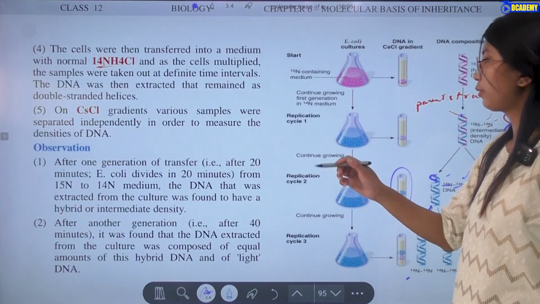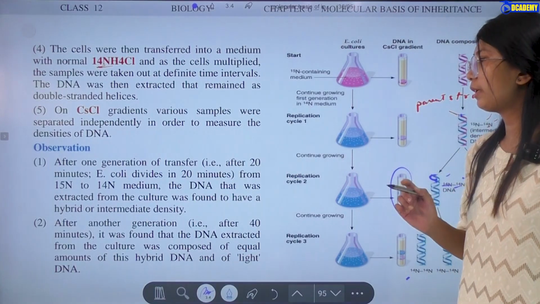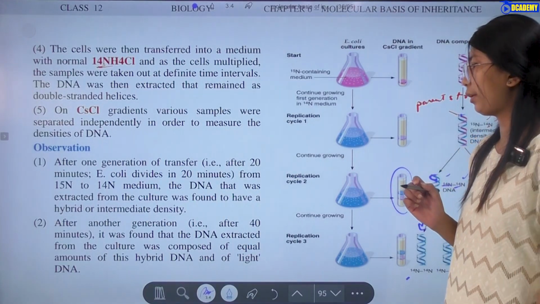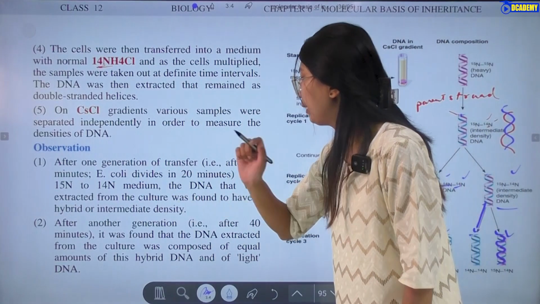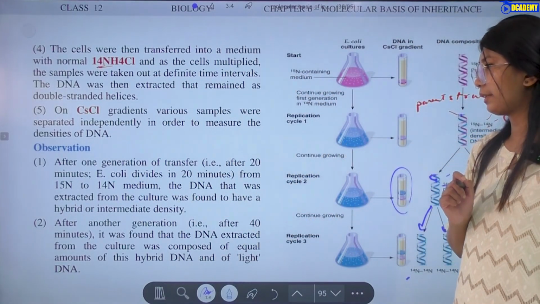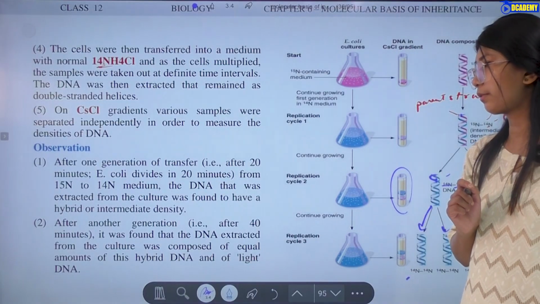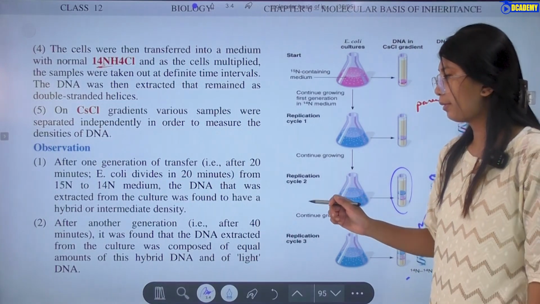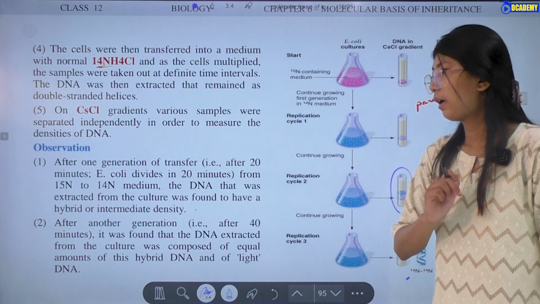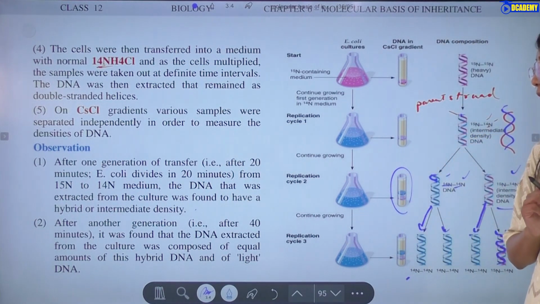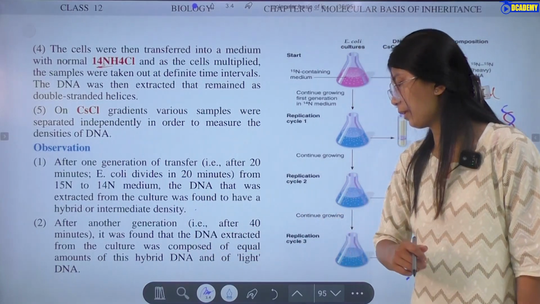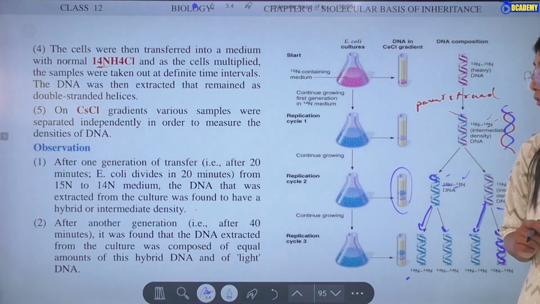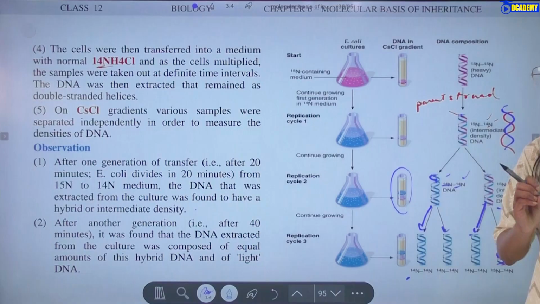After one generation of transfer, that is after 20 minutes, E. coli divides in 20 minutes from 15N to 14N medium. The DNA that was extracted from the culture was found to have a hybrid or intermediate density. After another generation, that is after 40 minutes, it was found that the DNA extracted from the culture was composed of equal amounts of this hybrid DNA and of light DNA.